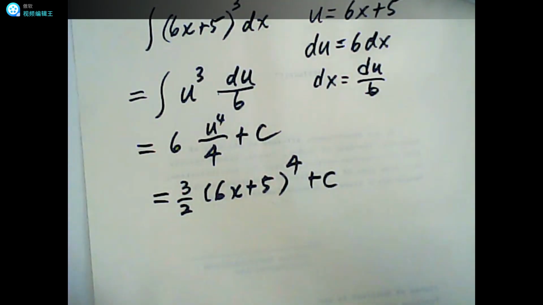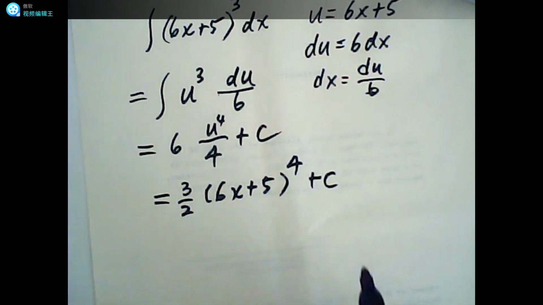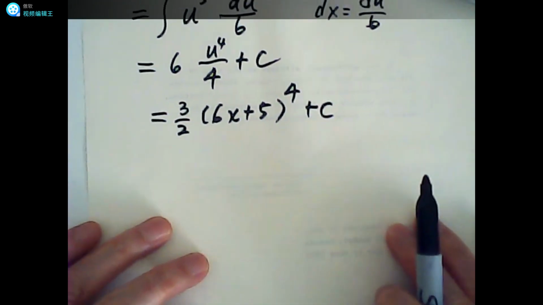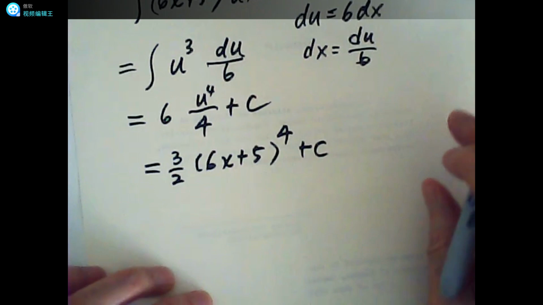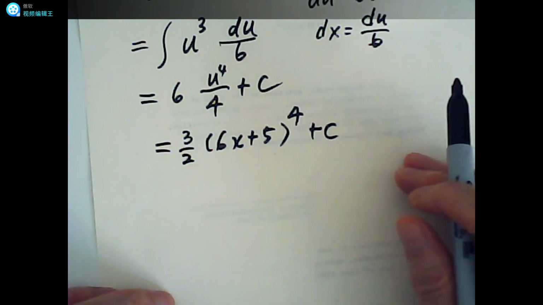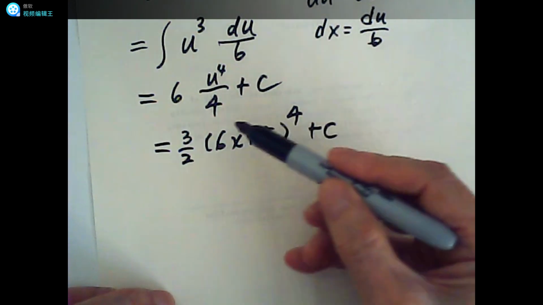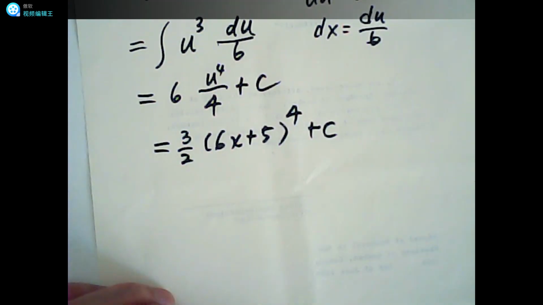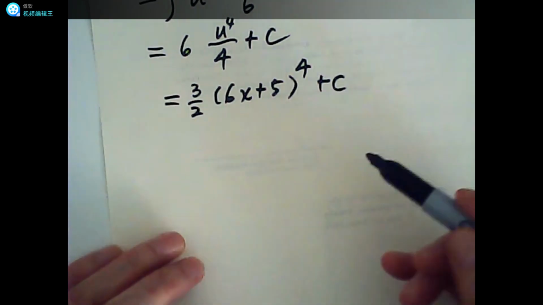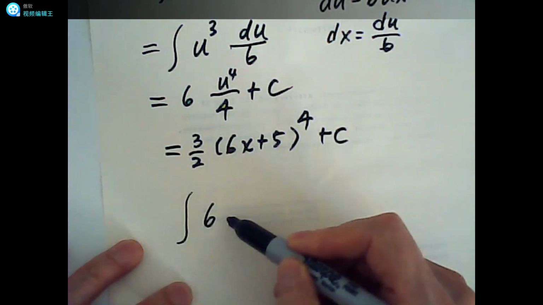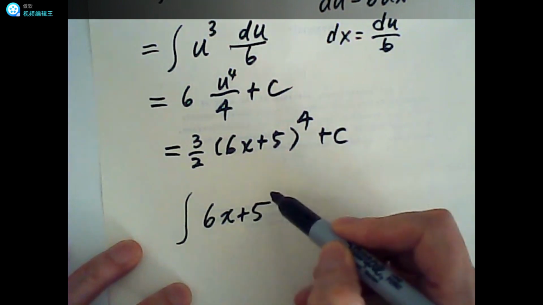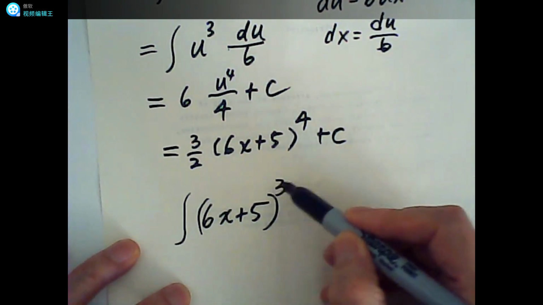Okay, this is a basic substitution method. Now, what I want to do is this. Sometimes this substitution is very easy and simple, and then you don't have to write out the details of this process. So I suggest we have a nice way to do it. So we are given the integral of (6x + 5)^3 dx.